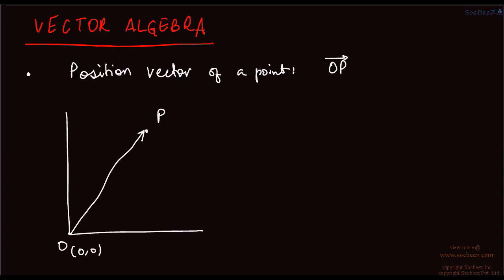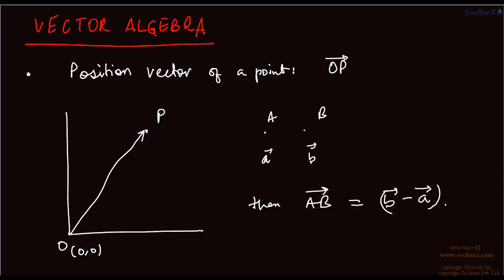If A vector and B vector are position vectors of two points A and B, then AB vector will be B vector minus A vector. This can be written as position vector of B minus position vector of A. So this is about the position vector of a point.